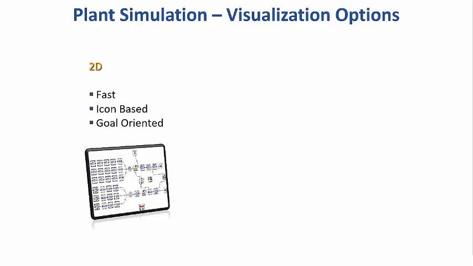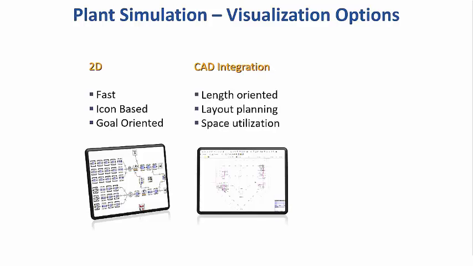Visualization options include 2D. This option is quick in two ways: quick modeling time and quick simulation runtime. CAD integration lets you import a CAD file and use it to place modeling objects in exact location. Some people prefer this. Others prefer not having to place objects this way. The great thing is that PlantSim accommodates both types of users.